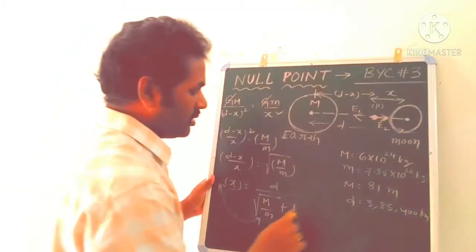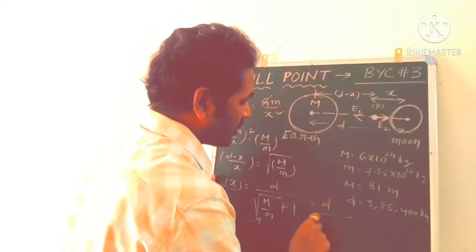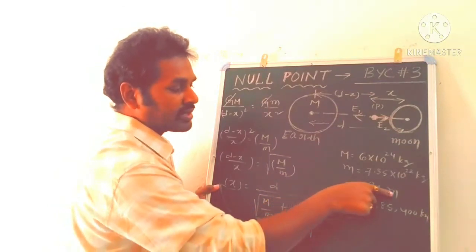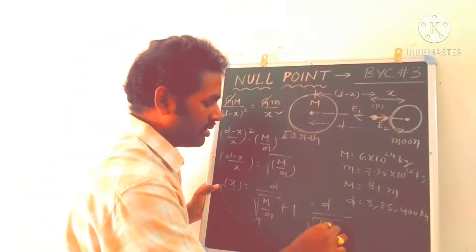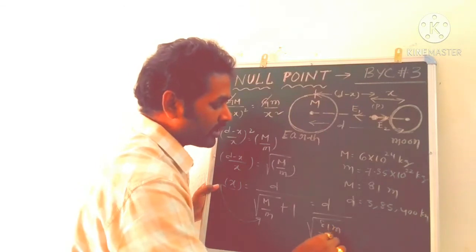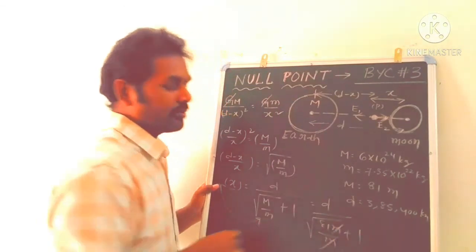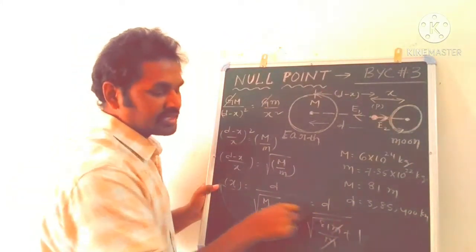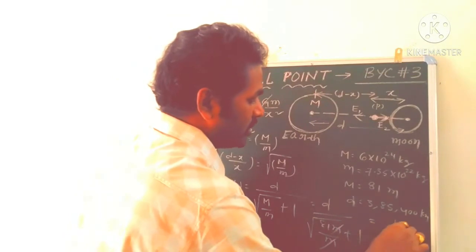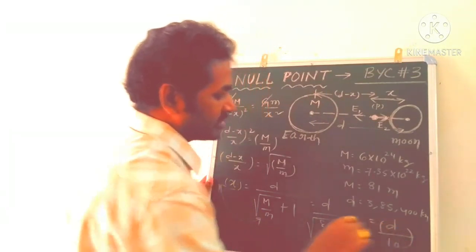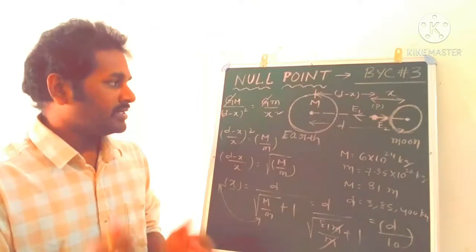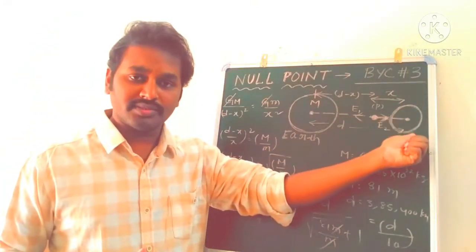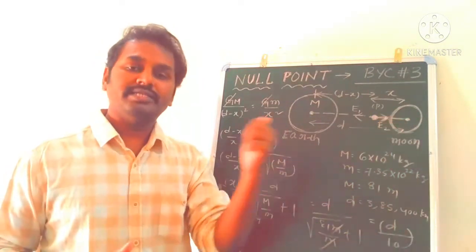So x is equal to d divided by under root of capital M over small m, plus 1. How much is capital M in terms of small m? 81 times small m. So 81 small m divided by small m, plus 1. Small m gets cancelled, under root 81 gives 9, 9 plus 1 is 10, which is equal to d divided by 10. So you got the null point, which is very close to the second mass, the smaller mass. How much distance? d by 10.